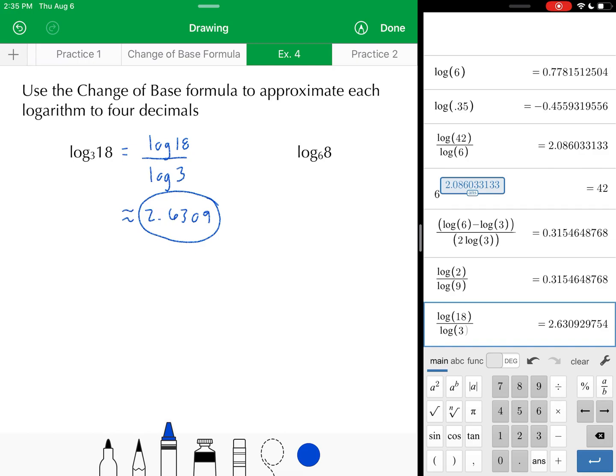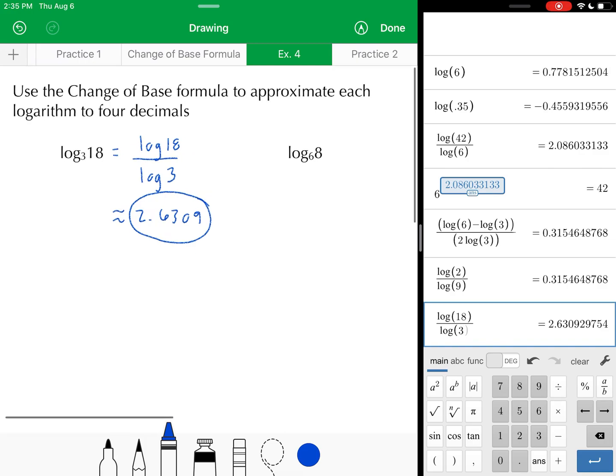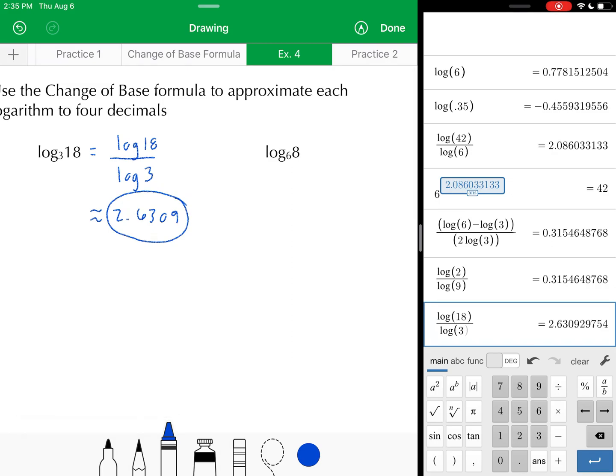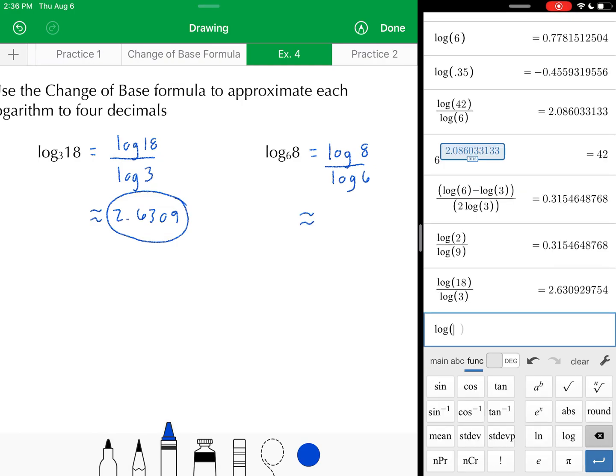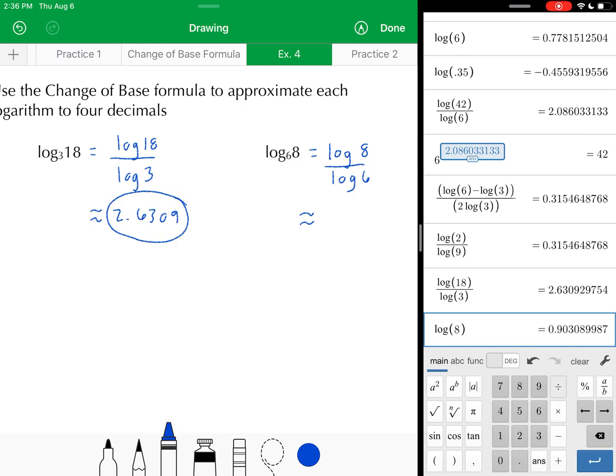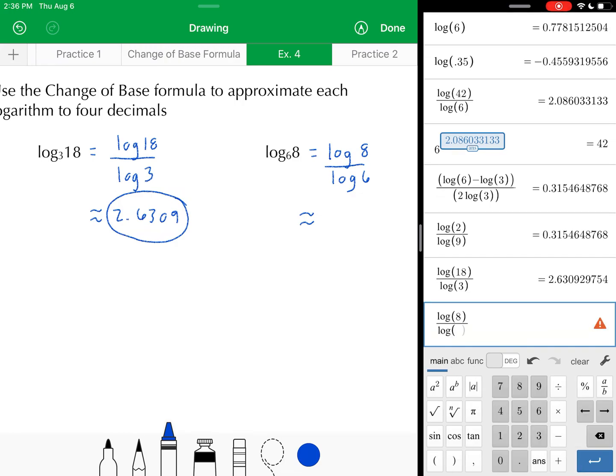All right, and then how about log base 6 of 8? 6 to what power is 8? Got to be just a little bit larger than 1. So this is equivalent to common log of 8 over the common log of 6. And let's see what we get. 1.1606.